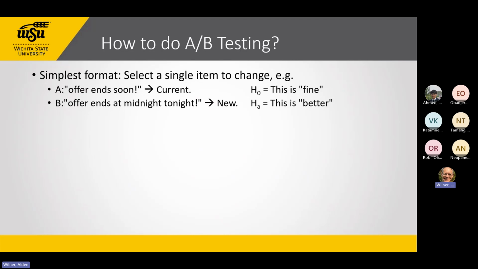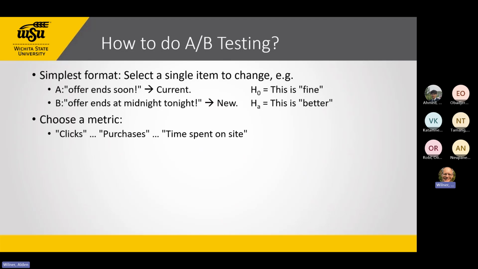Someone says, why don't we change this to offer ends at midnight tonight? We give them a hard deadline. I think we'll get more people that buy our product today. So our H alpha is this is better. The new way is better, right? We're not going to bother making a change if it's worse, right? So we want a one-tailed test. If it's better, we'll go with the new one.